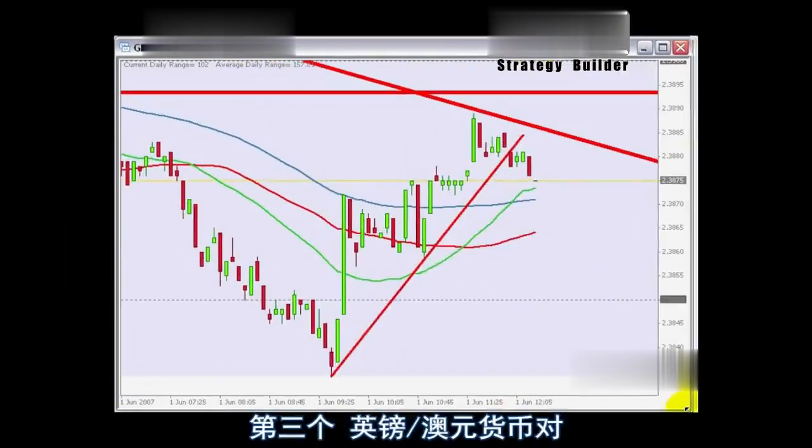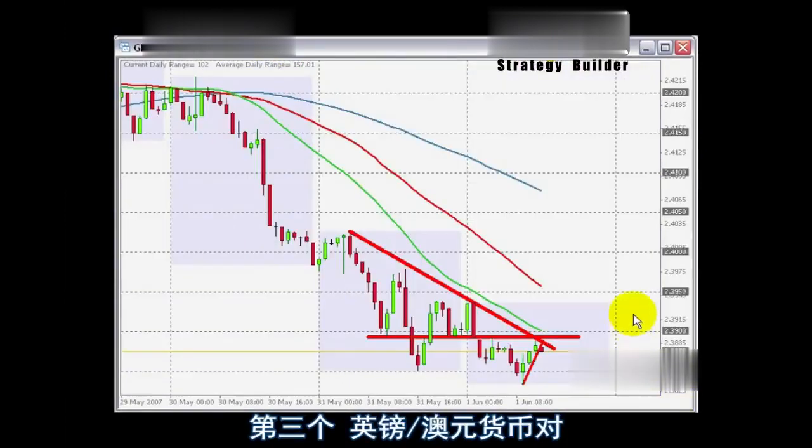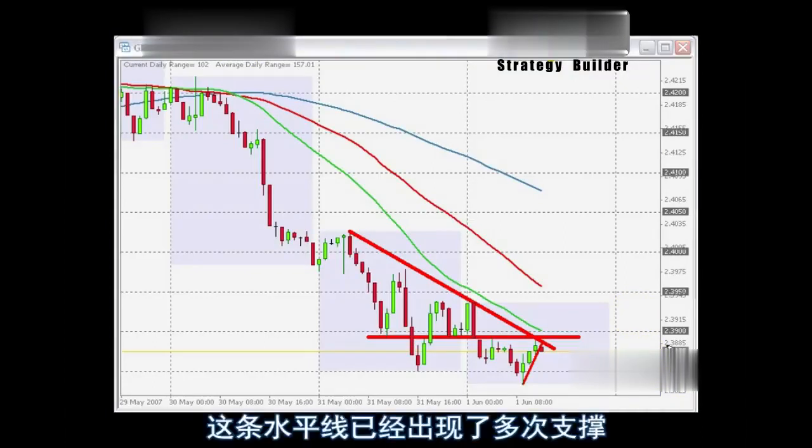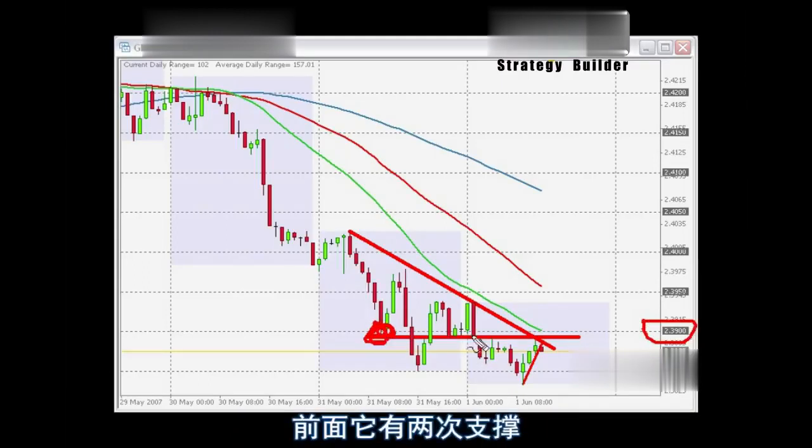Thirdly, what I'm looking into is the GBP Australian dollar. Nice downtrend on the hourly chart, with a level that's been working as a support a few times. This level right below the 239 round number worked as support there, and then it worked as resistance early this morning, and now we are retesting it.